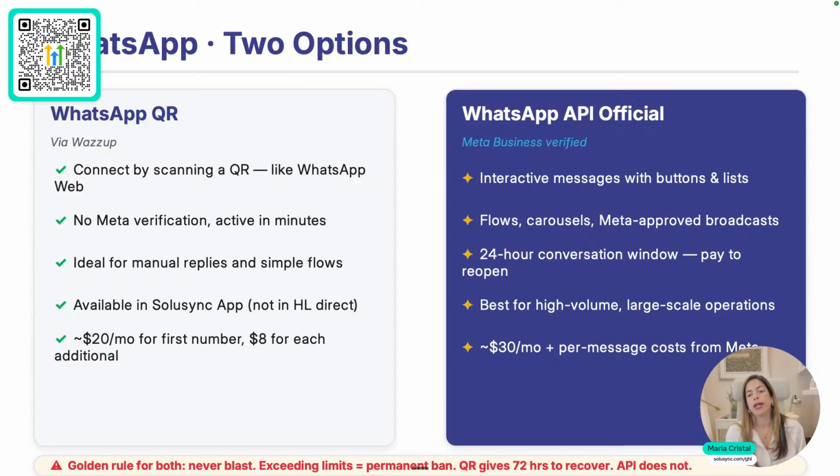And then you have the official WhatsApp API, which does require the Meta verification. It's best for scale and for mass messaging with approved templates first. So, golden rule: never blast your clients.